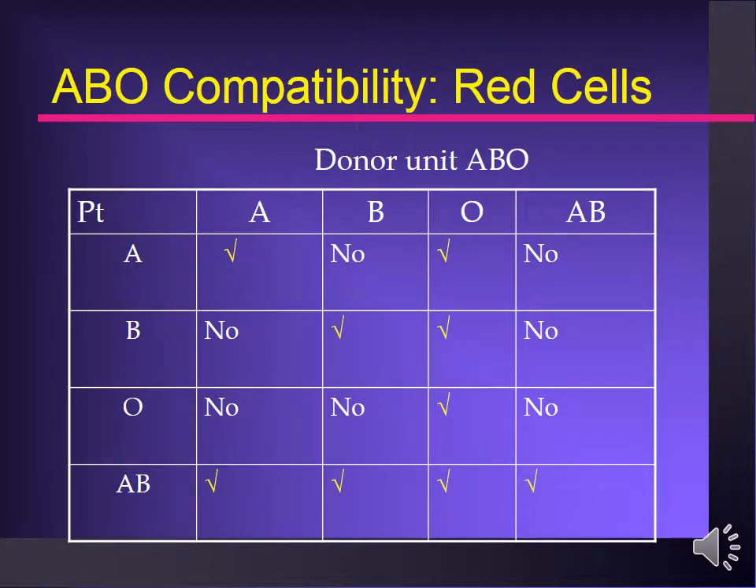I've given you a compatibility chart for red cells. You can see that a patient who is a group A can receive donor units that are A or O. An O person can only receive group O red cells, while an AB patient can receive red blood cells of any donor type because they already have the A and the B antigens. Also note that group O red cells can go to patients of any type.